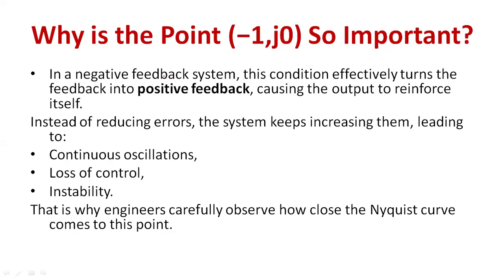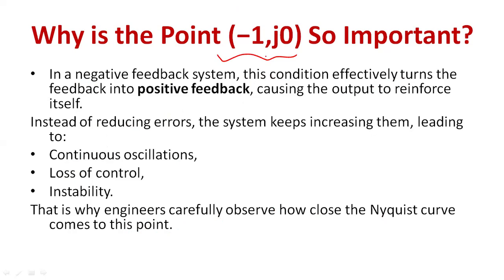Let me continue. In a negative feedback control system, this condition effectively turns the feedback into positive feedback, causing the output to reinforce itself. That means instead of reducing the error, the system keeps increasing it, leading to continuous oscillation, losing control of the system and moving the entire system to instability. This is why engineers carefully observe how close the Nyquist curve comes to this point. So that is the importance of the critical point. Someone may ask why the critical point is very important.